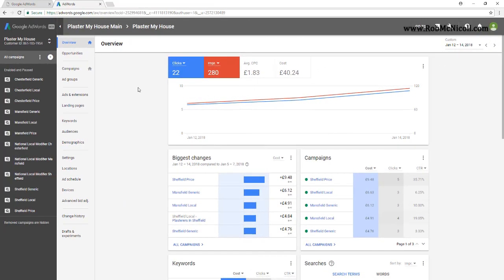So here we are in my brother's AdWords campaign. You can see for his business, Plaster My House, we're starting to get clicks and impressions. We're paying an average of £1.83 cost per click. The cost per click is normally a bit higher when you start a campaign, and then you filter it and work on it to make it come down a bit.